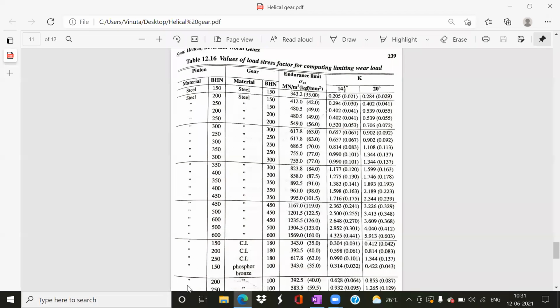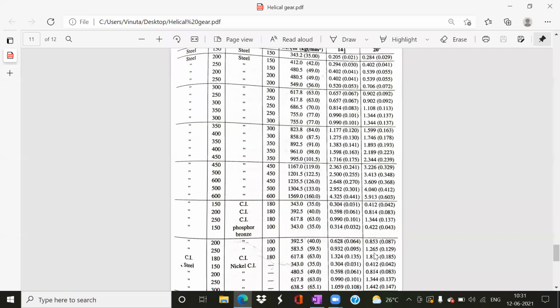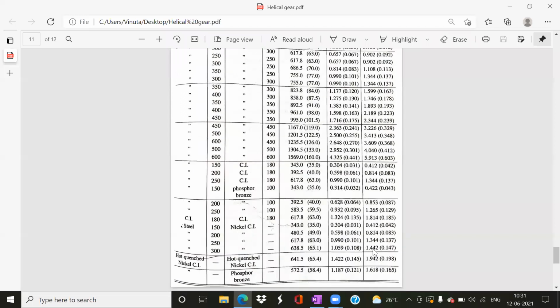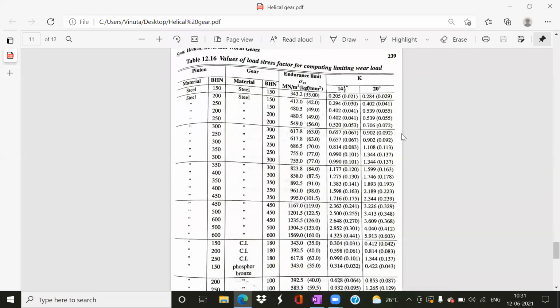If the materials are not the same, for example, if one is steel and the other one is nickel cast iron, then the value here is 1.442. I can select this when the pinion is steel and the gear is nickel cast iron. Whereas the K value I have obtained is 1.439, but the pinion and gear material is steel. That's why I will be taking 1.59.